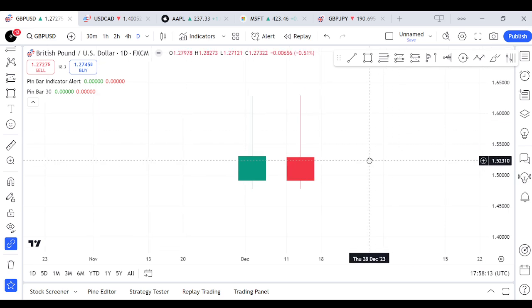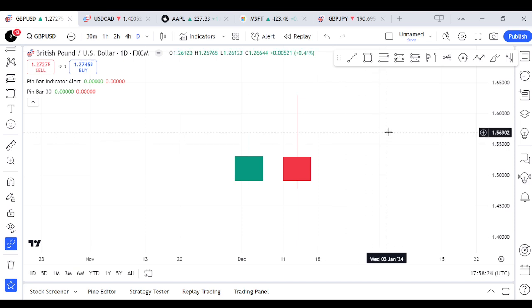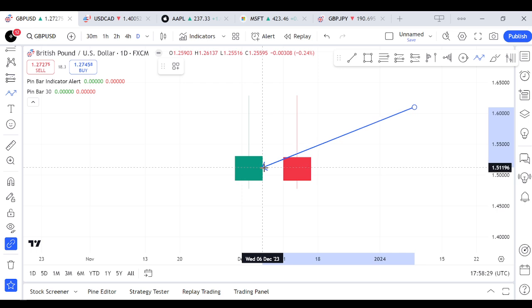It consists of a small body. The pattern features a small body located at the lower end of the trading range, and this indicates that the opening and closing prices are close together, reflecting indecision in the market between buyers and sellers.